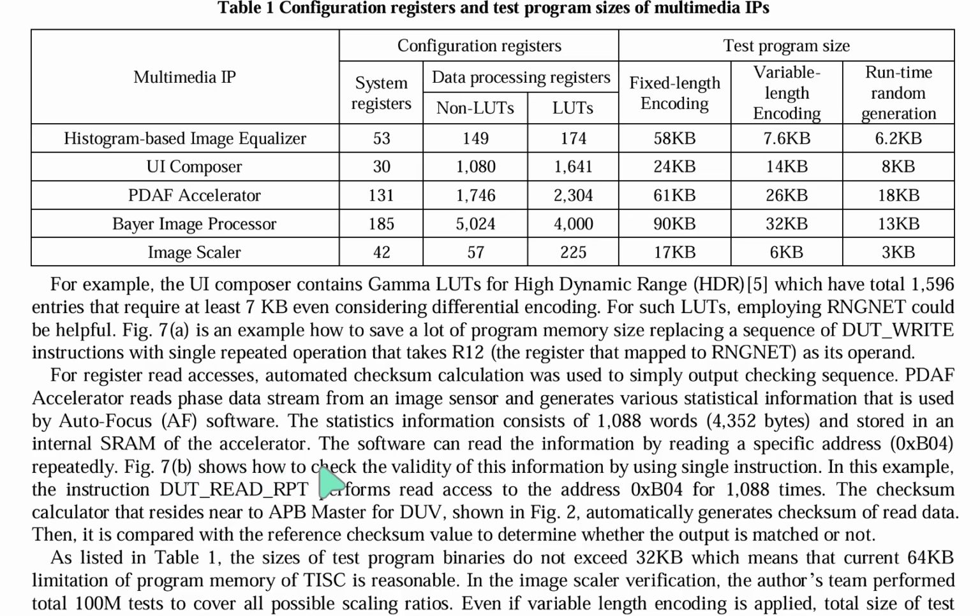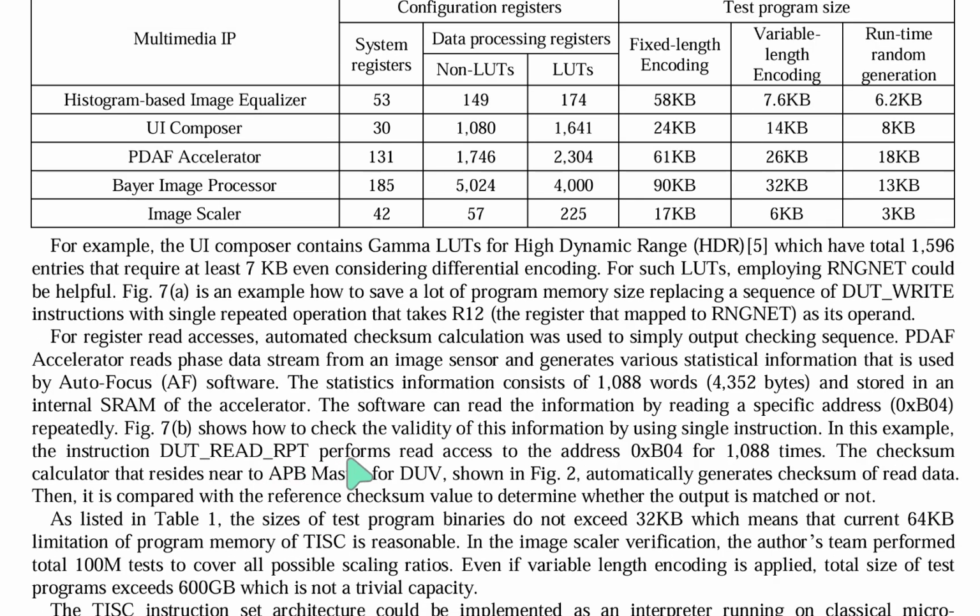Figure 7b shows how to check the validity of this information using a single instruction. In this example, the instruction DUT_read_RPT performed the read access to the address hexadecimal B04 1088 times. The checksum calculator, connected to the APB master for the DUV, shown in figure 2, automatically generates the checksum of the read data, which is compared with the reference checksum value to determine whether the output matches or not.